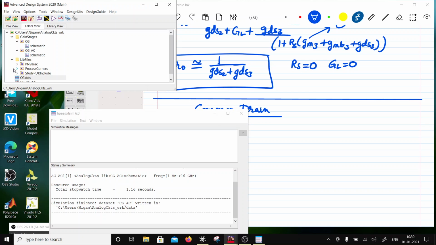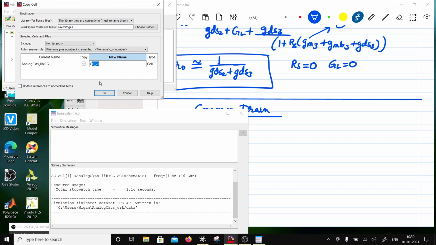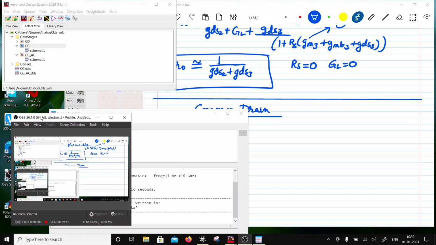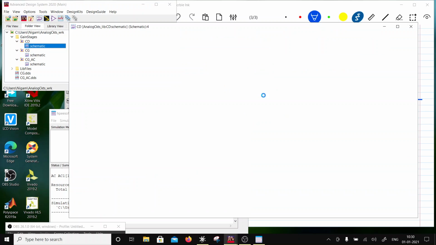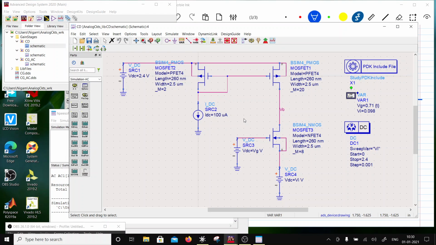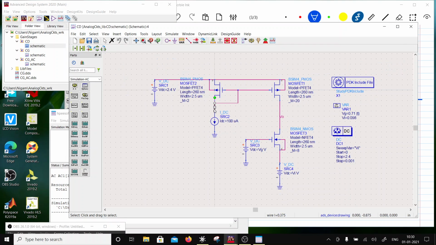Okay, so let's look at a common drain amplifier. I'm going to copy this file, common gate, and I will make this a common drain. Okay, let me make sure you are recording it. Yes. Okay, so let's make this a common drain. In common drain, I am going to just delete this one, and delete this one, and I am also going to delete this.